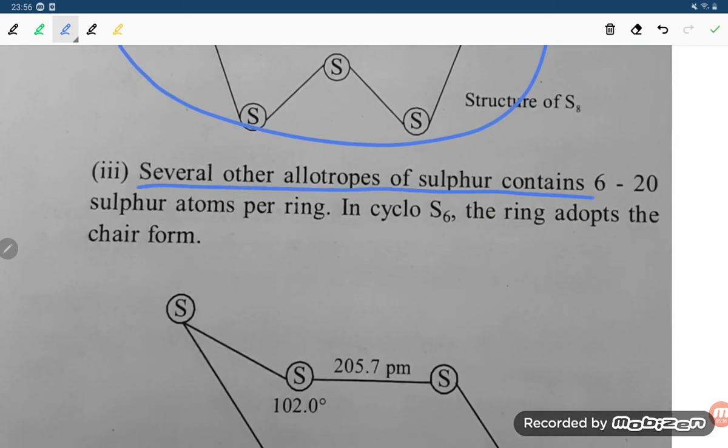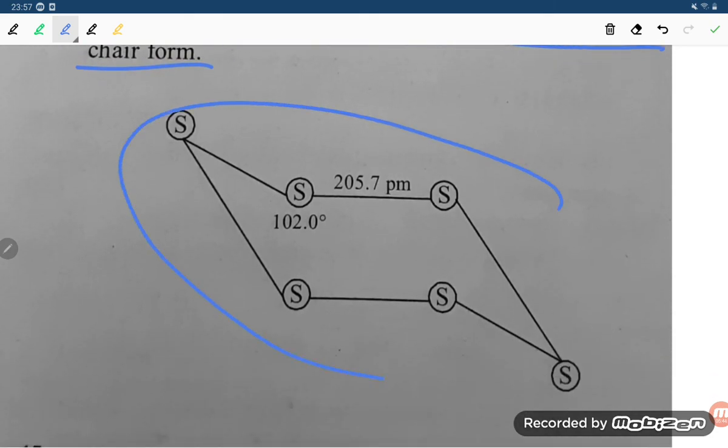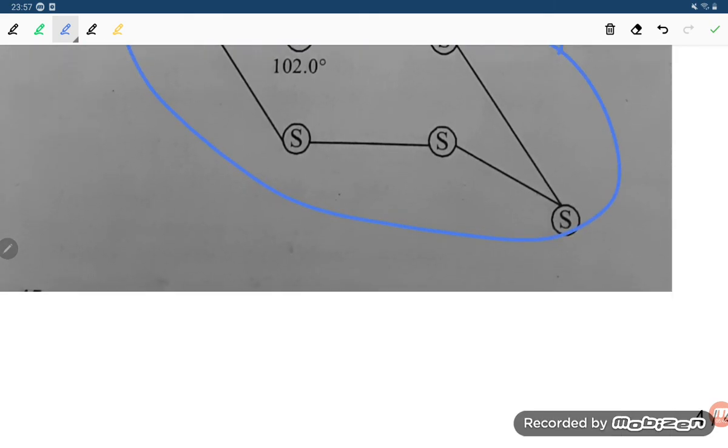Several other allotropes of sulfur contain 6 to 20 sulfur atoms per ring. In cyclo-S6, the ring adopts the chair form. So this is the chair form, students, the S6 molecule. So this is all about the allotropes of sulfur, students.